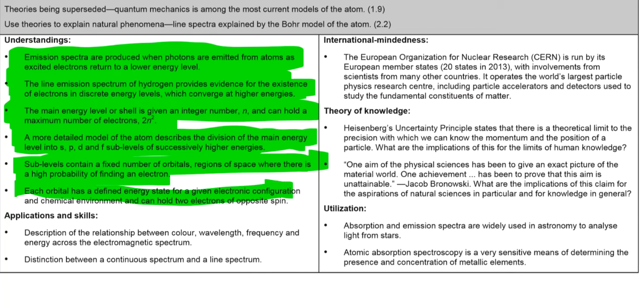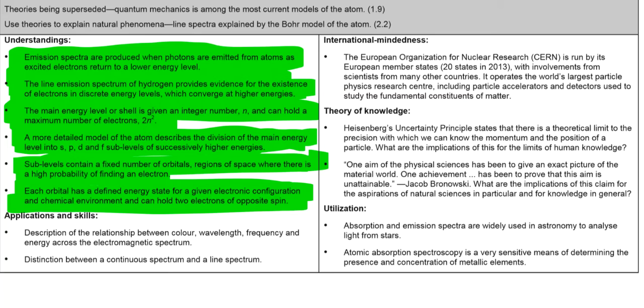Each orbital has a defined energy state for a given electron configuration and can hold 2 electrons. Each sublevel has a different number of orbitals. S has 1 orbital, P has 3, D has 5, and F, I think, 7. I'm not sure about that, but you won't have to know much about F. And each of these orbitals holds two electrons.